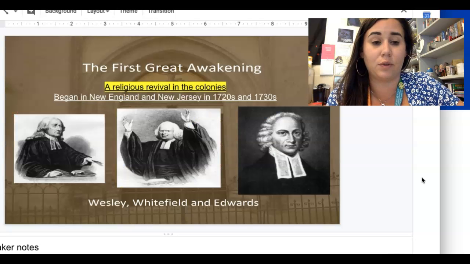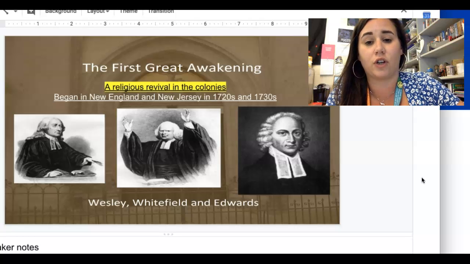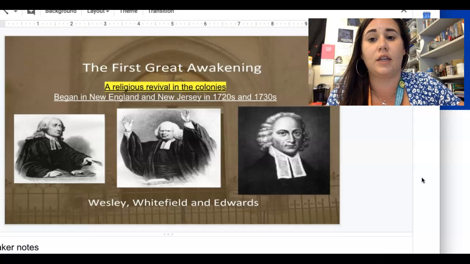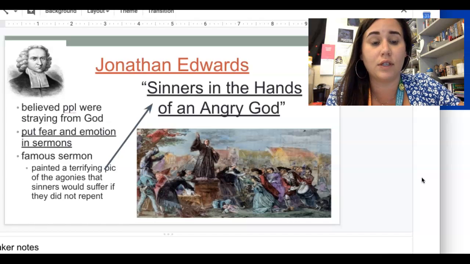So, the reason we're talking so much about religion is our last vocab term, the First Great Awakening. This was a religious revival within the colonies. It does begin in New England and New Jersey in the early 1700s, the 1720s and 30s to be exact. There are 3 main preachers that are associated with the First Great Awakening, and we are going to talk about 2 of them. Jonathan Edwards is known for his sermon, Sinners in the Hands of an Angry God.